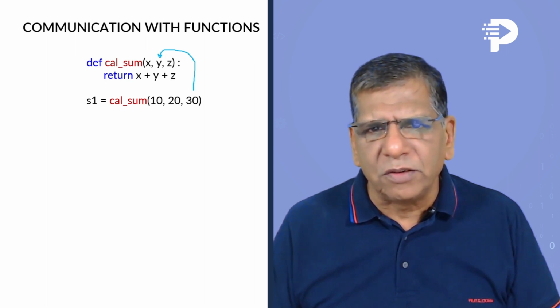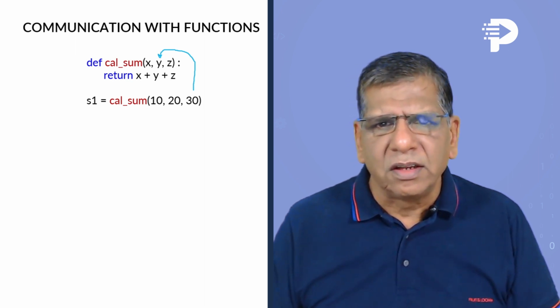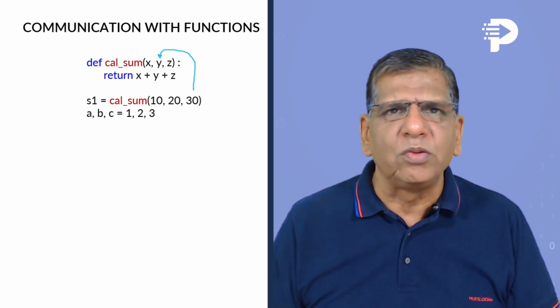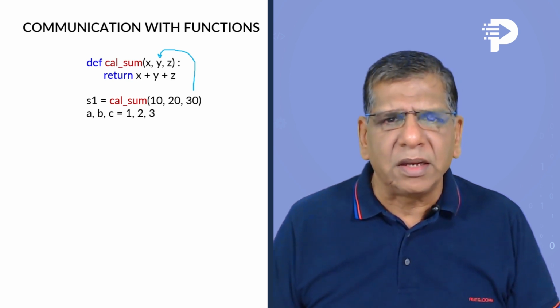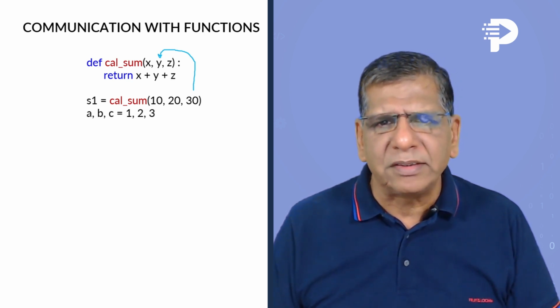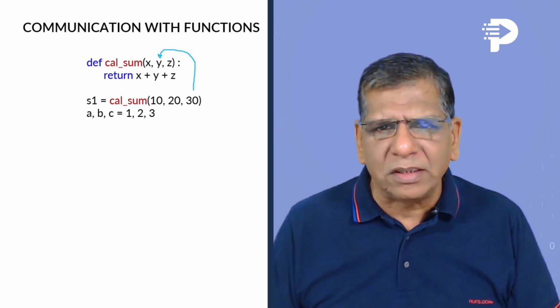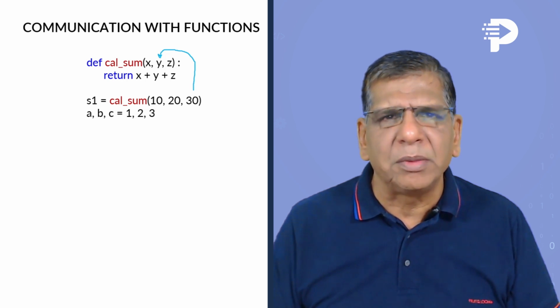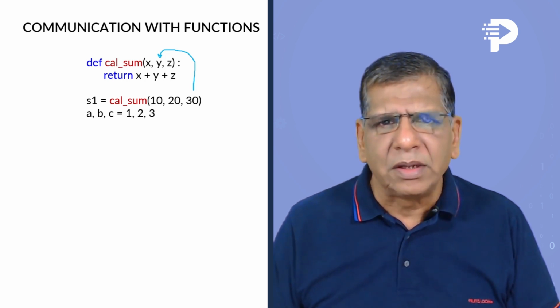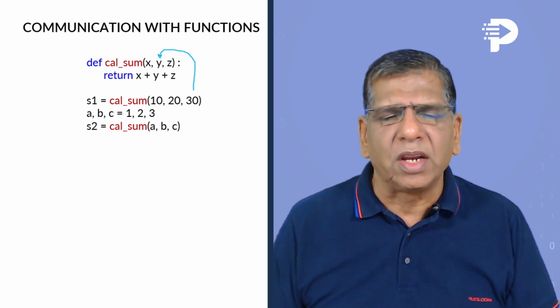Not necessary that we should pass only constants. We can assign the values 1, 2, 3 to variables a, b, c, and then make a call to calsum and pass a, b, c to calsum. So you are passing arguments a, b, c, collecting them in x, y, z, adding them, returning the value. This time you collect it in S2.